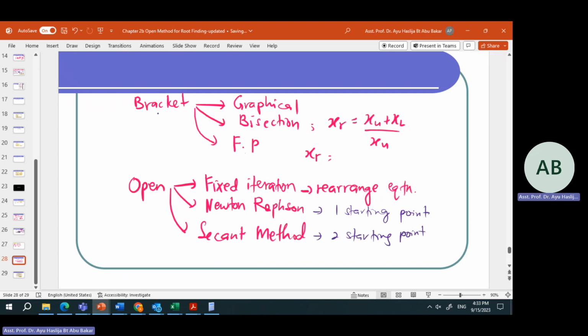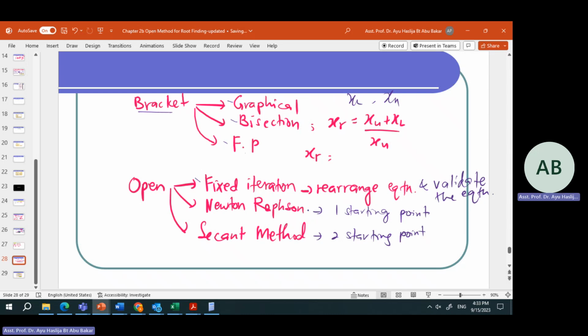So in bracket methods last time, we had 3: graphical, bisection, and false position. All of them have x_L, x_U. Whereas for open methods, we have 3. Fixed-point iteration, where you will need to rearrange the equation and validate the equation, whether it is correct to be used for the iteration part, whether it is converging to the x_r.